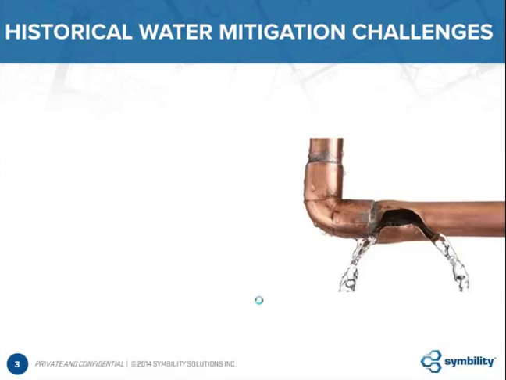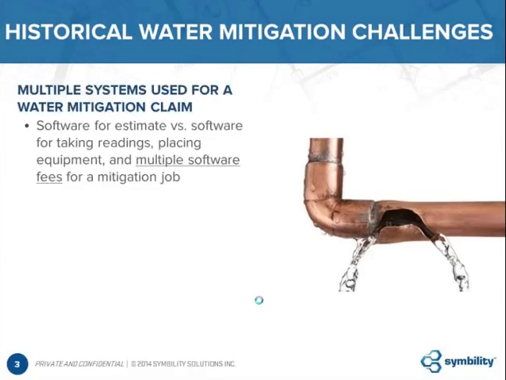All right, so the first question is, historically, when you're handling water mitigation claims, there have always been some challenges. One of the most prominent was the need to use different systems for writing the estimates and recording the drying activities. There are systems out there today that allow you to track the drying record and even some that integrate into existing estimating systems. But in the end, there are still two separate systems and, of course, two hits on your pocketbook.